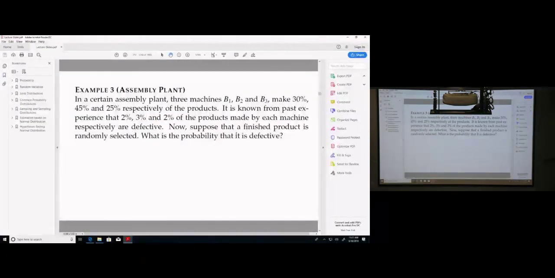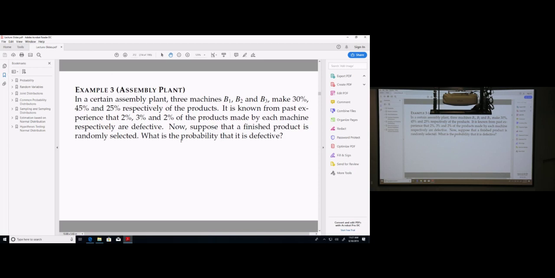So this is the assembly plant. We have a similar question in tutorial 2 about the drain. The drain can be filled by machine 1 or by machine 2 and so on, and whether the bottle being filled is conforming or not conforming. So it's the same thing. In a certain assembly plant, 3 machines, B1, B2, B3, make these mistakes. It is known from past experience that 2% of the products from machine B1 will have this kind of mistake. Now, suppose a finished product is randomly selected. What is the probability that it is defective?